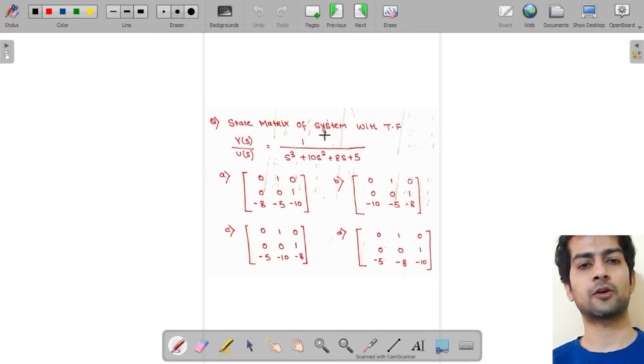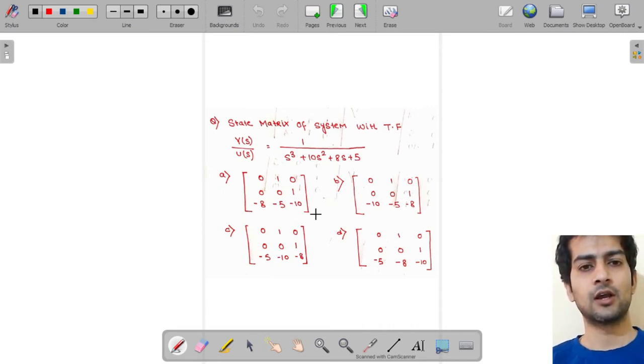Suppose we have a question: state matrix of system with transfer function. It is telling that you are given a transfer function and you have to find its state model. Basically, we have to find matrix A. Most of the time, you will be asked to find matrix A only. B and C are seldom asked.